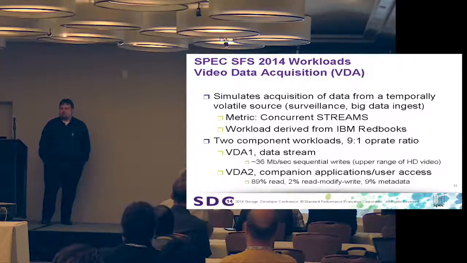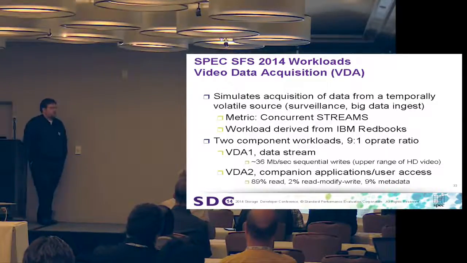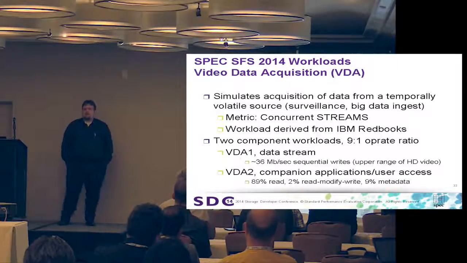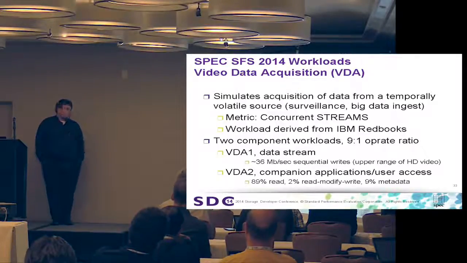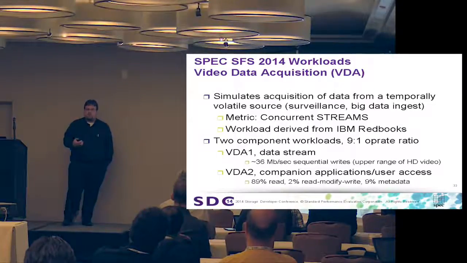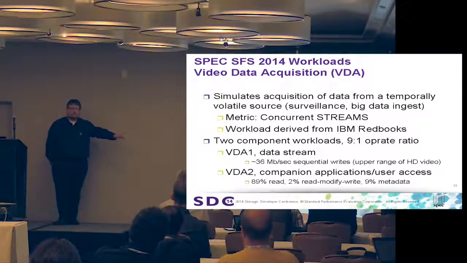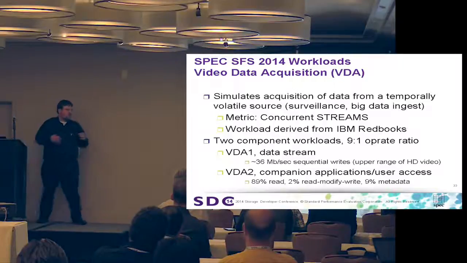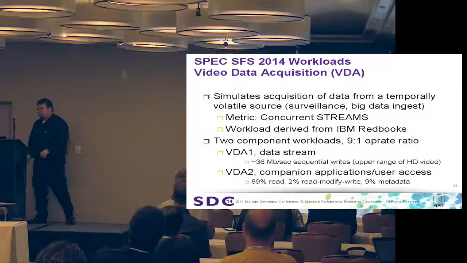Maybe for sensor data you could, but. What is it measured in? It's measured in concurrent number of streams. The workload was primarily defined from IBM Redbooks talking about physical security solutions. This workload does have 2 component workloads. The primary workload is the data stream, that ingest stream, which is almost all sequential writes at about 36 megabits per second, intentionally towards the high end of HD video. And VDA2, which simulates companion applications or user access that happens during the data ingest.